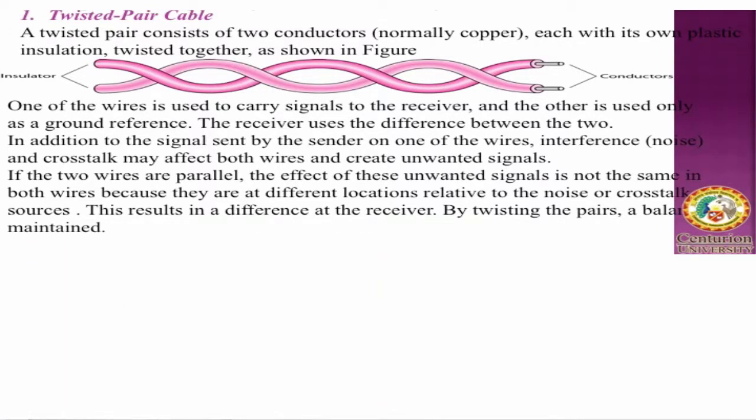This twisted pair cable is generally used in LAN, local area network, where the distance is not more than 2 or 3 kilometers. And generally the topology used in that type of network is bus or star topology.